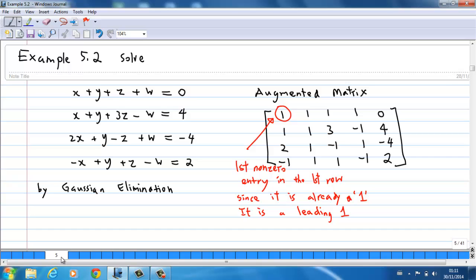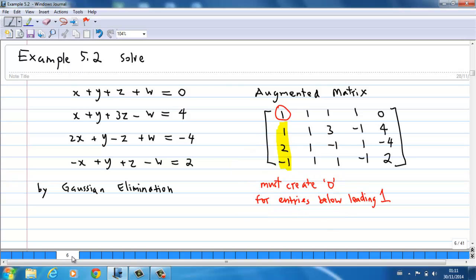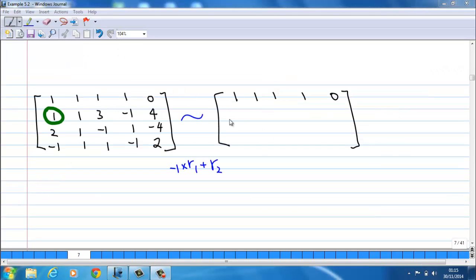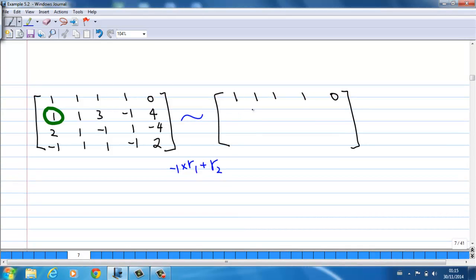Since this entry is already a 1, it is a leading one. And we must create 0 for entries below leading 1. To create a 0 at second row, first column, we can take the first row times negative 1, add it to the second row. Then the new second row becomes 0, 0, 2, negative 2, 4.